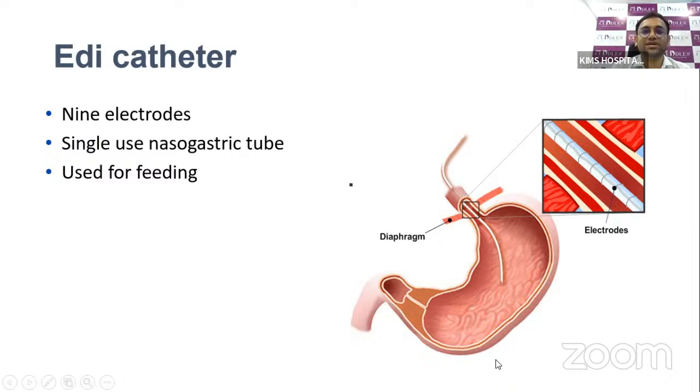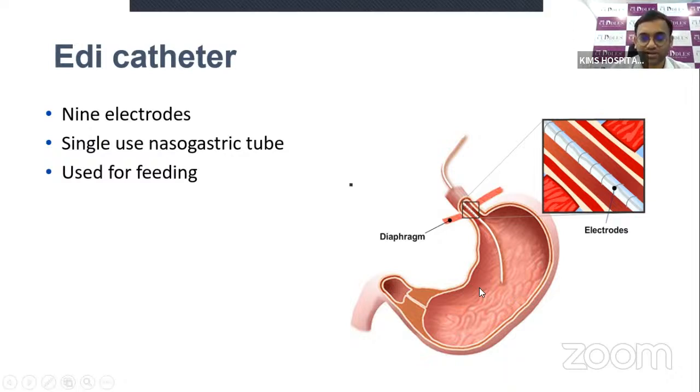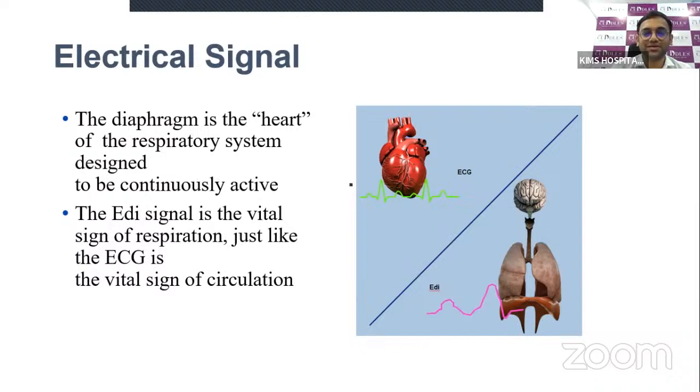We can use this EDA catheter, which is actually a nasogastric or orogastric tube with electrodes, for feeding purposes as well. The signal detected by the EDA is similar to an ECG signal. So we'll show the EDA signal. The EDA catheter will detect both the EDA signal, which represents the diaphragmatic activity, and also the ECG, and both of these will be detected by the catheter, and we'll see why that is important.